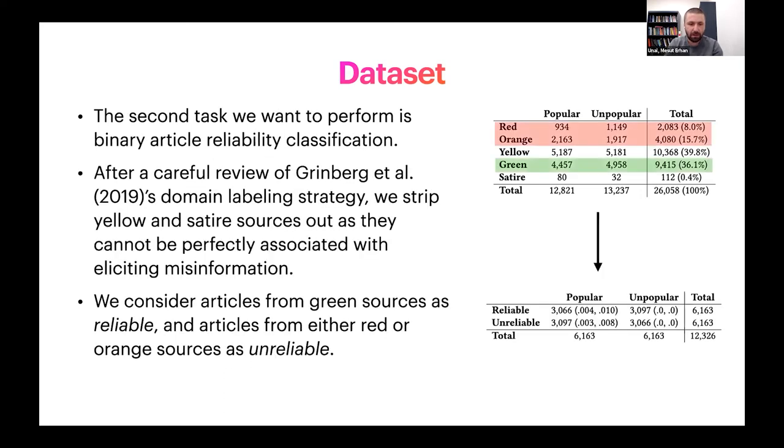So the second task we want to perform is article reliability classification. I would like to say that in our work, reliability is attributed to the news source, not the article itself. So after reviewing Greenberg et al.'s labeling strategy, we strip yellow and satire sources out, as they cannot be perfectly associated with channeling misinformation. We consider articles from green sources as reliable and articles from either red or orange sources as unreliable.